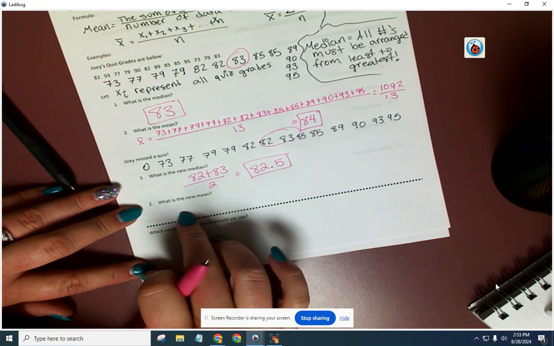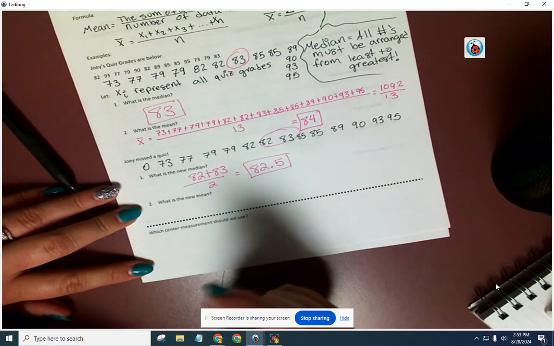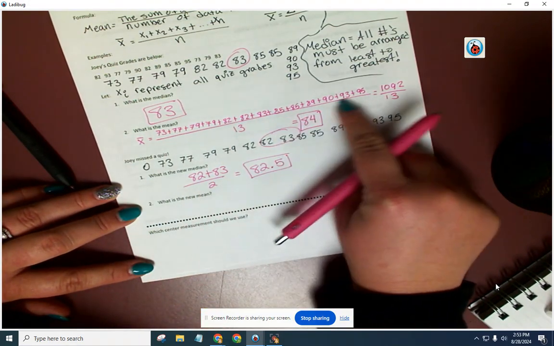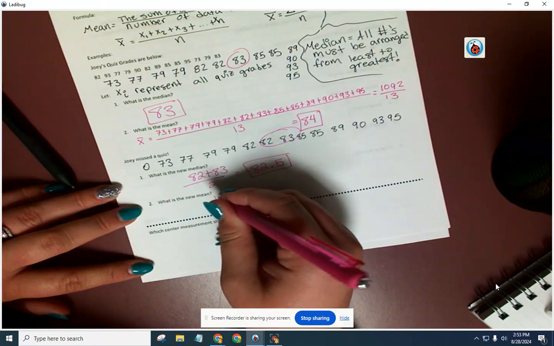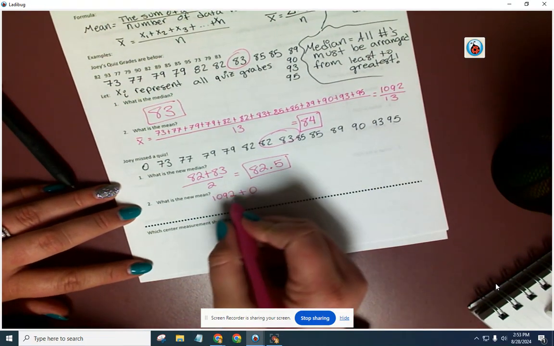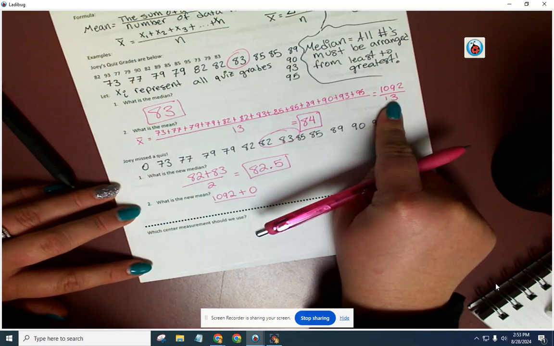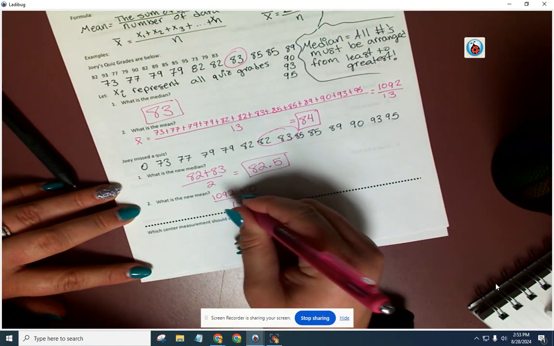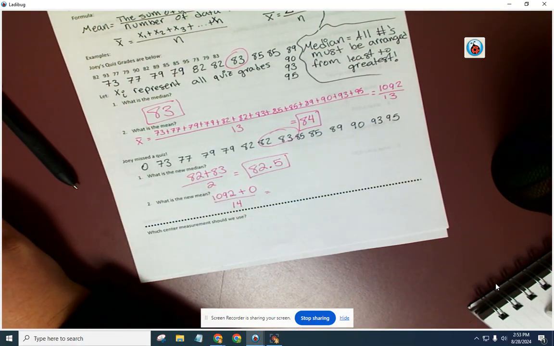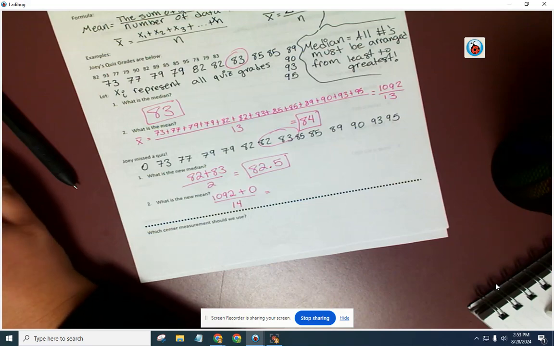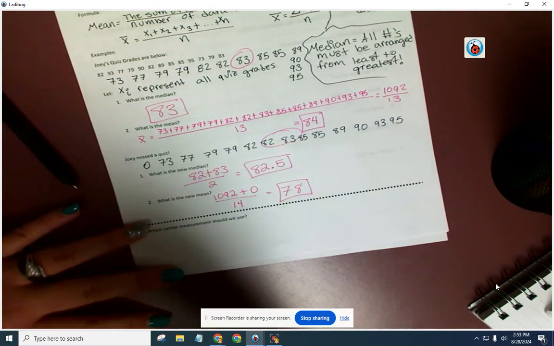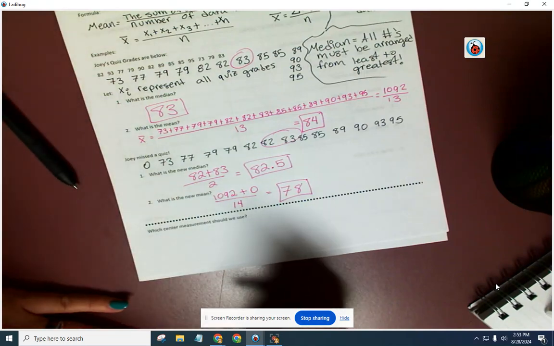Okay, now we need to figure out the new mean. Good news, I'm not going to write this out again because I know that this long number is 1,092. We also now have an extra quiz grade, that's a 0, and instead of 13 tests, this is now out of 14. So 1,092 divided by 14 is 78. So his new average would be a 78 until he made up his test.